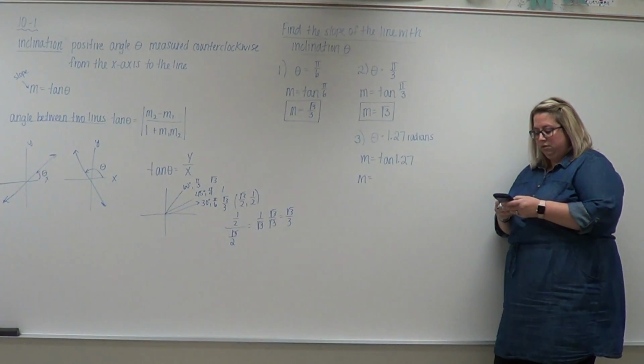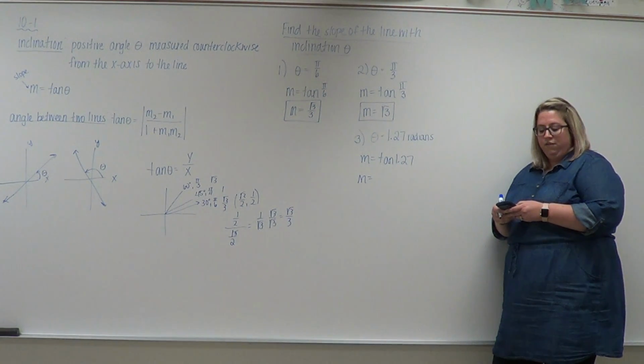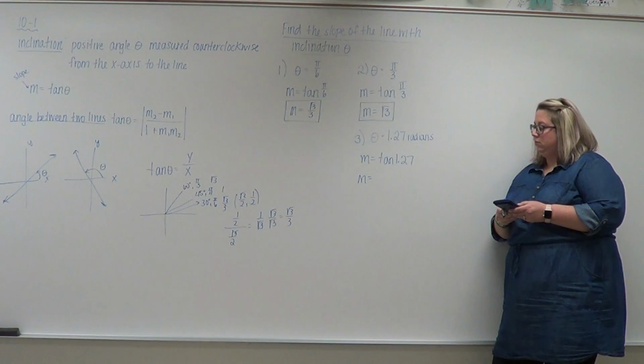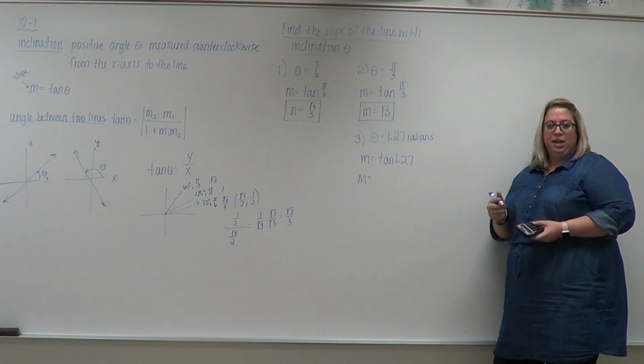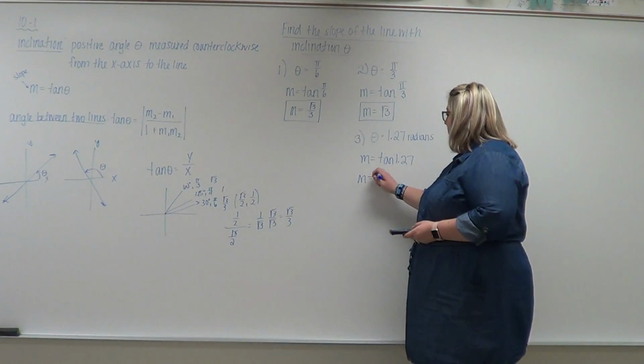How do you do that? DRG. Very top next to second. And then go over to RAD for radians. And then just do tangent 1.27. Do you hit enter on RAD? Yeah. 3.2.